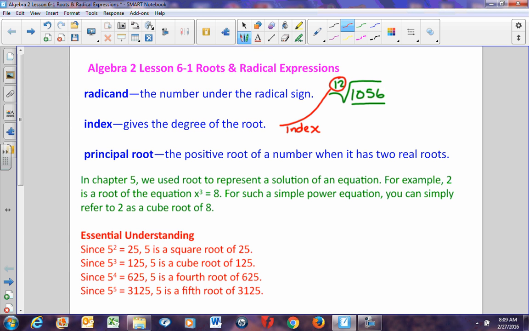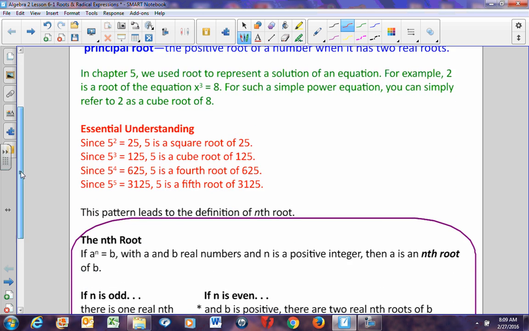And the principal root is the positive root of a number when it has two real roots. In Chapter 5, we used root to represent the solution of an equation. For example, 2 is a root of the equation x to the third equals 8. For such a simple power equation, you can simply refer to 2 as the cube root of 8. So, essentially, we have this.